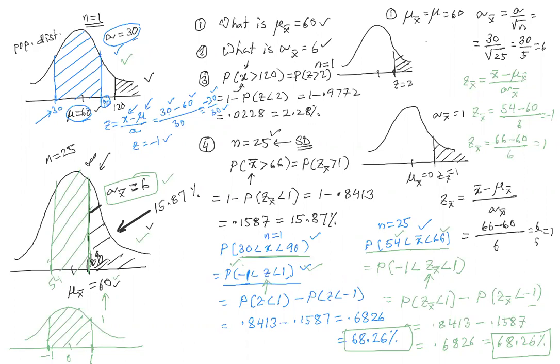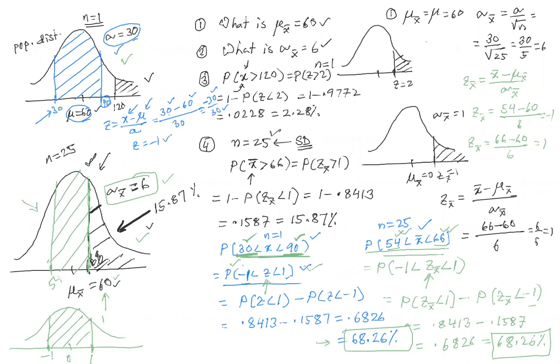So for you to have a 68% chance roughly in the sampling distribution, you just have to move a little bit, go from 60 to 54 and 60 to 66. Okay, it's very sensitive. On the other hand, you have to move a lot in the regular population. So you have to go between 30 and 90 versus 54 and 66. Both of them have the same probability.